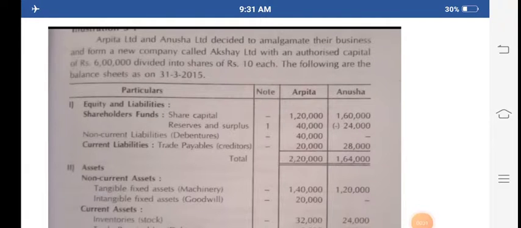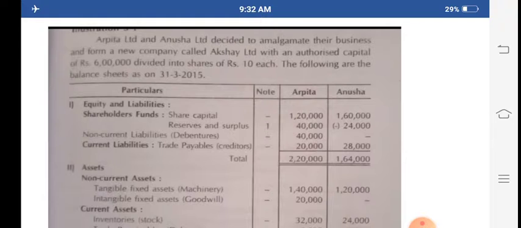Hi students, this lecture for BBA 4th semester is on corporate accounting. For the last two classes we saw one problem related to Arpita Limited and Anusha Limited, and we solved the purchase consideration related to Arpita Limited and Anusha Limited.